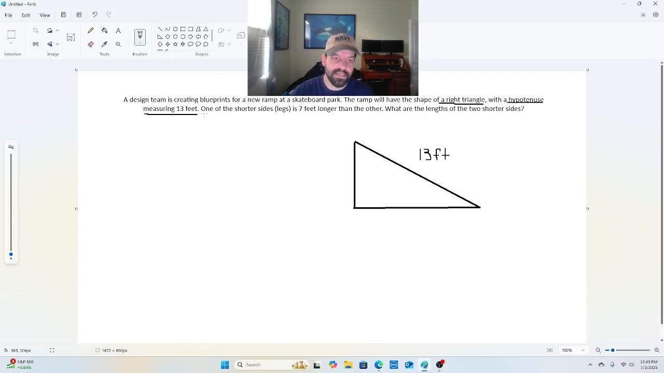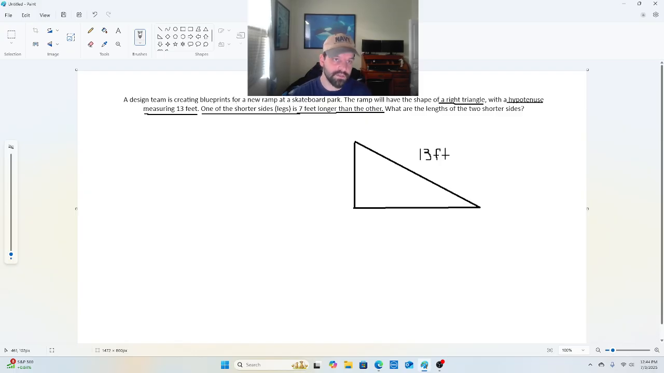And then the next sentence says, one of the shorter legs is 7 feet longer than the other. So this whole sentence is pretty much important because it tells you the relationship that one side has to another. Now, one thing you want to definitely be careful about is the fact that these shorter sides are related to each other. They don't have a relationship in terms of the 7 feet longer expression in terms of the hypotenuse. So that's one simple mistake that students can make.